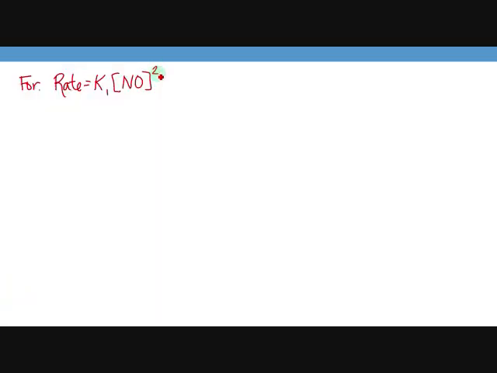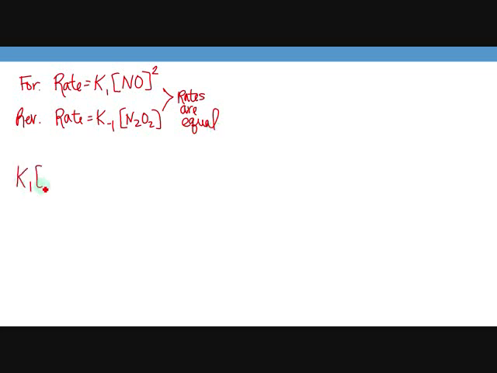Like so, okay? Then, for the reverse reaction, the rate is equal to K-1 times the product, which is N2O2. Okay? So then at equilibrium, the rates are equal. So if we set the rates equal to each other, then that would be K1 times NO squared is equal to K-1 times N2O2.